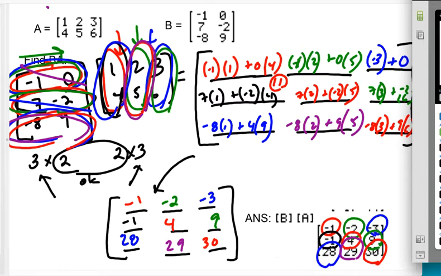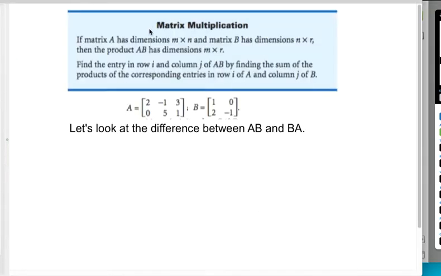So on the next slide, we're going to go to the actual book definition of how it works, but the only way you get good at this is by practicing it. It's not the kind of thing where a definition helps. So we have matrix A is m by n, and a matrix B is n by r. Then the product AB has dimensions m by r. And then they explain that in order to find an entry in row i, column j of AB, you take the sum of the products of the corresponding entries in row i of A and column j of B, which is what we just said, but is very complicated.